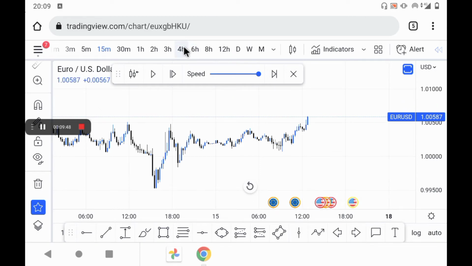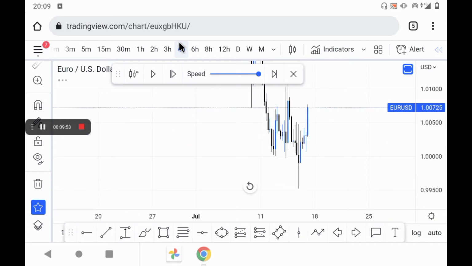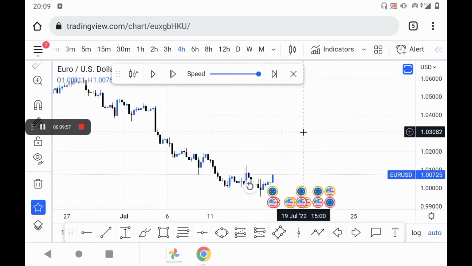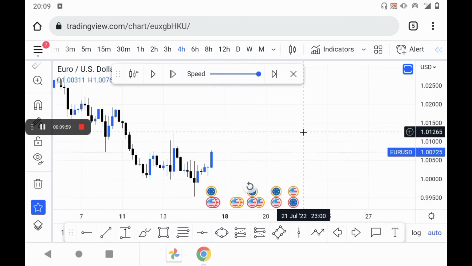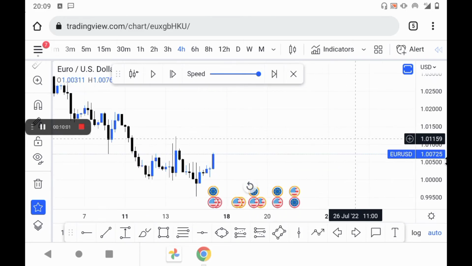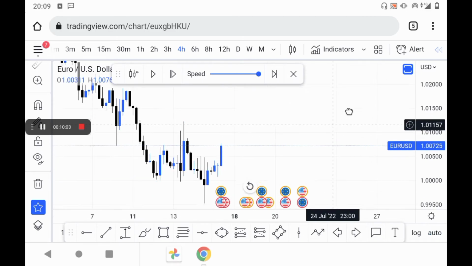hopping now to the 4-hourly time frame. Why? We get our direction from 4 to 1. For me, that's what I do. If you're intraday, I would recommend it as well. And why am I doing this?